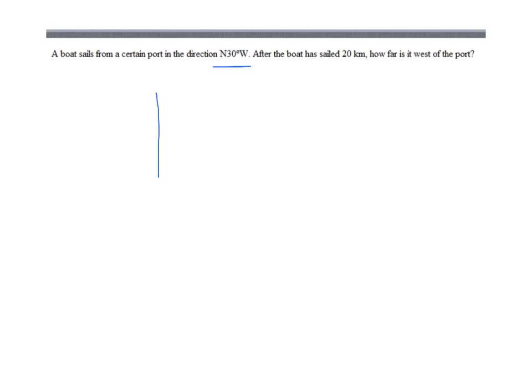So I'm going to set up the horizontal plane, right? This is north, this is east, this is west. Okay? So I'm going to start here at the origin, and it goes 30 degrees north and west, 30 degrees from the north. So let me do this. This is 30 degrees, north and west. After it sails 20 kilometers, that's how far it sailed. How far west of it is the port?